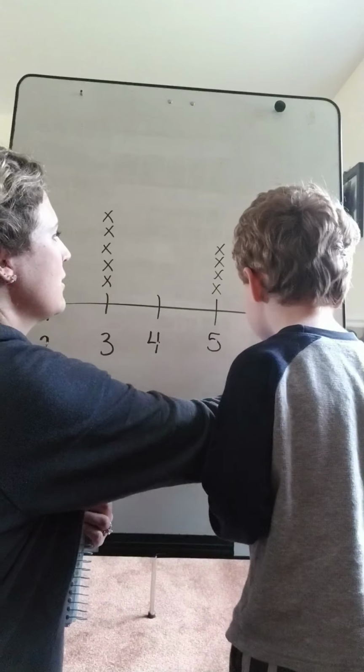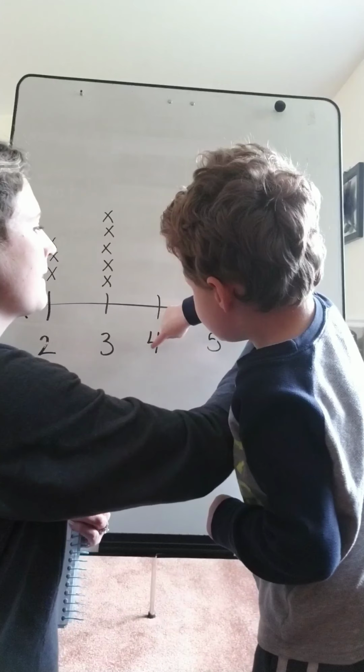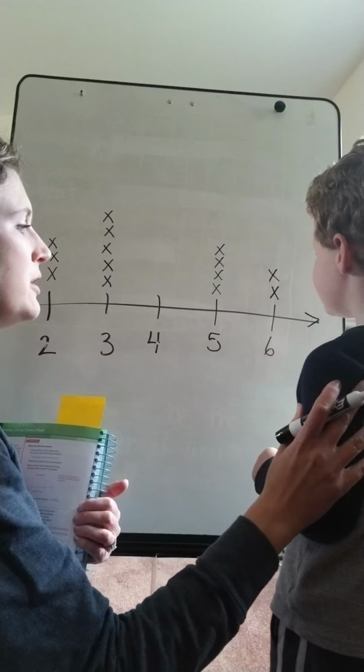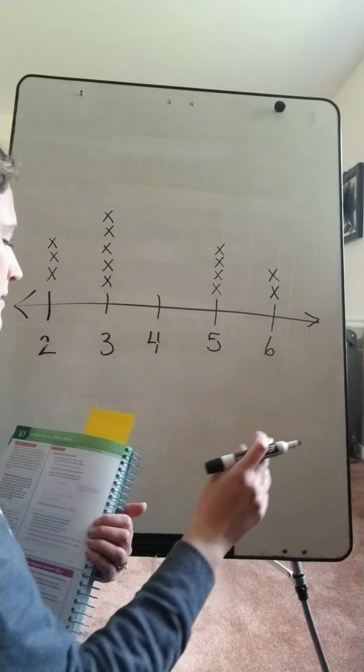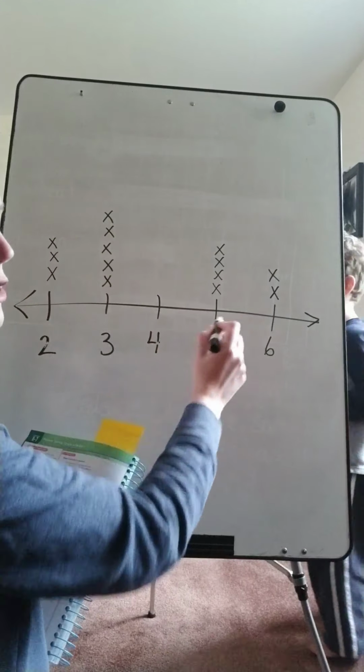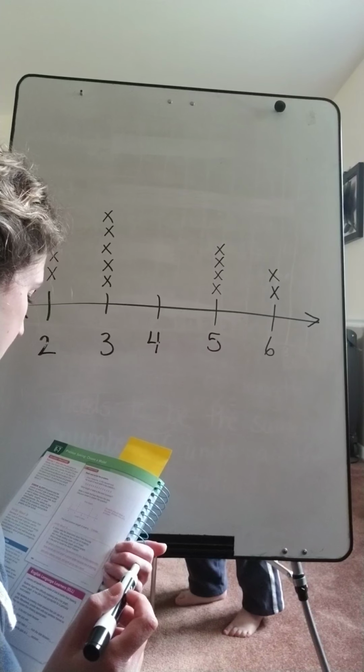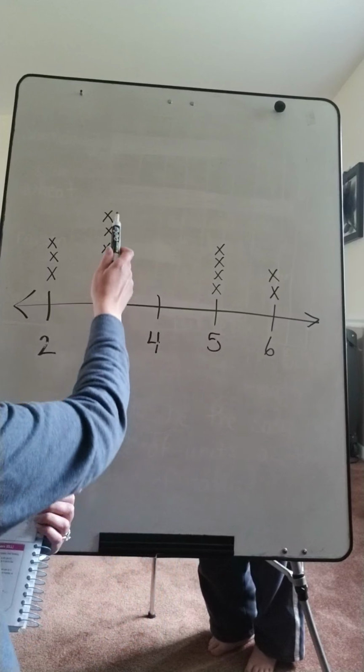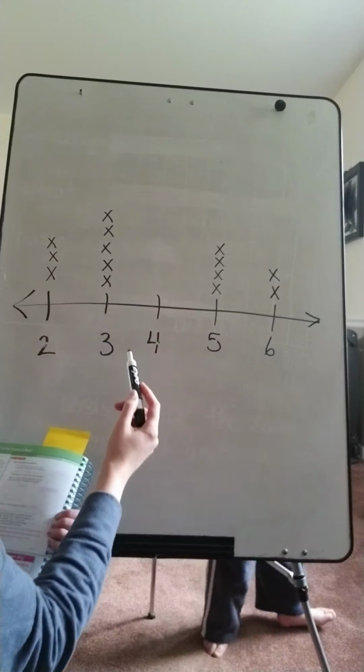So then if you count the number of 6s, there are 2. Okay, Jonathan, if you want to draw on the board, you have to go over there for a second, okay? So this is what your line plot should look like. The most common length of shell is 3 because there are the most X's.